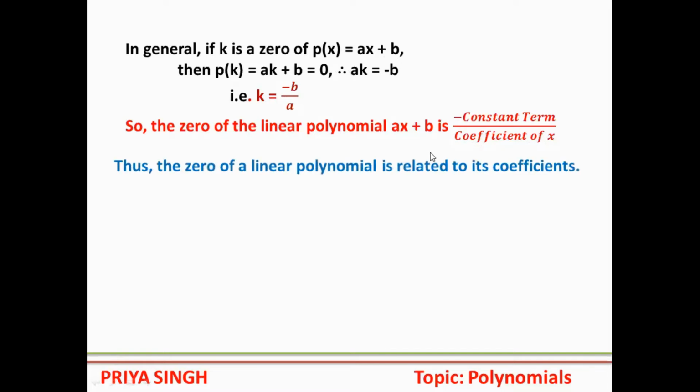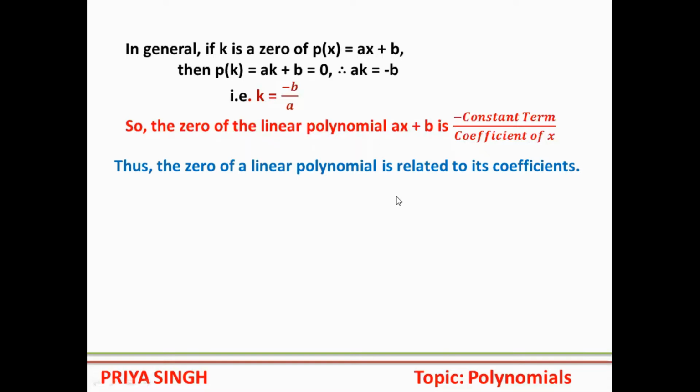So here my statement comes as, thus the 0 of linear polynomial is related to its coefficient. As you can see over here, it is related to a and b, and we can say for linear polynomial it is related to its coefficient.